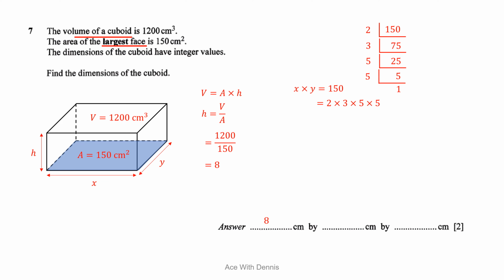Since 150 is the largest face, the length x and the breadth y must be greater than the height, which is 8 centimeters. We also know that the dimensions have integer values. So x will be 2 times 5 and y will be 3 times 5, which means x is 10 centimeters and y is 15 centimeters. Hence, the length is 10 cm and the breadth is 15 cm.